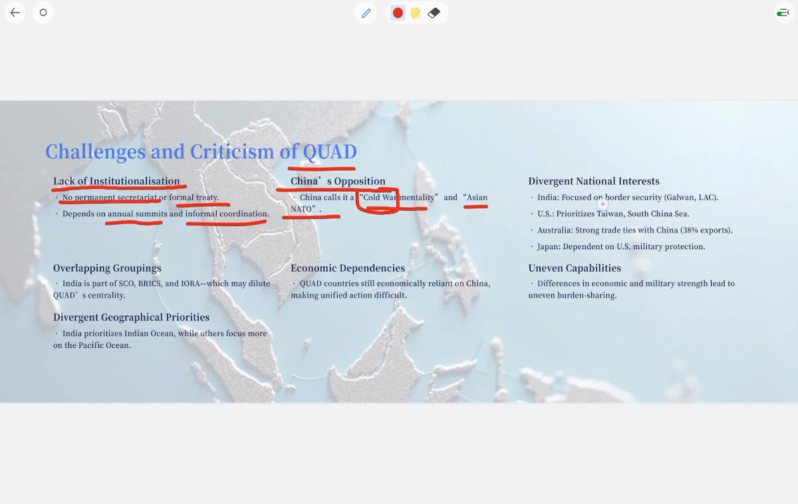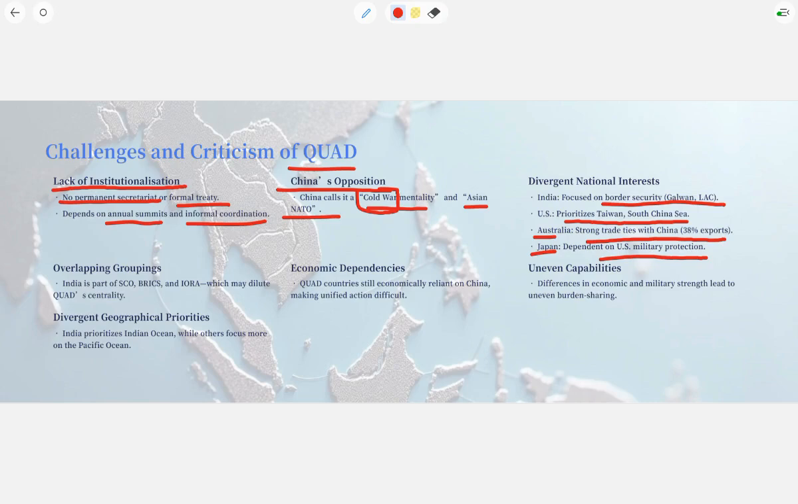India focused on border issues like Galwan Lake. US prioritized its Taiwan, South China Sea. Australia has strong ties with China, 38% exports. Japan dependent on US military protection. So somehow, as I earlier mentioned, in international relations there are no permanent friends, there is no permanent enemy. It's all about the interest, for how long both countries can have the same interest and the same platform.